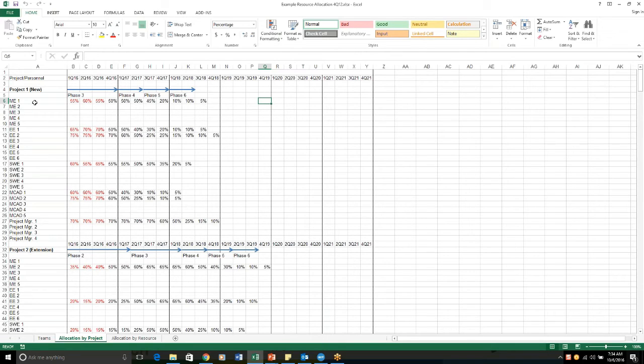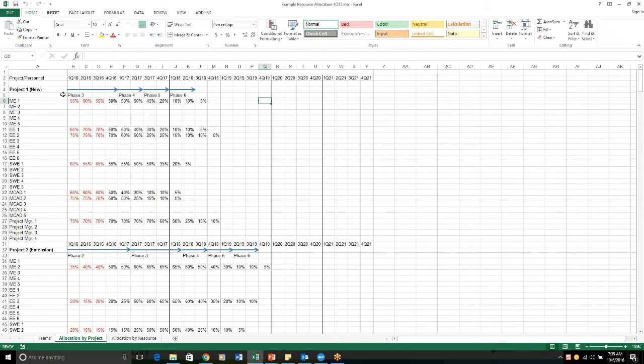But really what we're talking about here are the key resources that you don't want to necessarily load at more than 2 projects, because if you go beyond that, you start running the risk of multitasking and what it's going to do to the entire portfolio of projects.